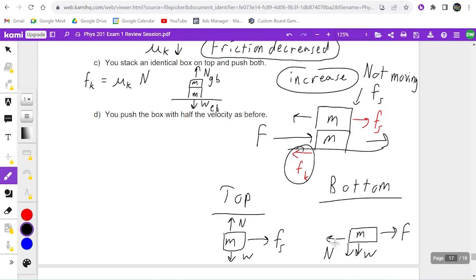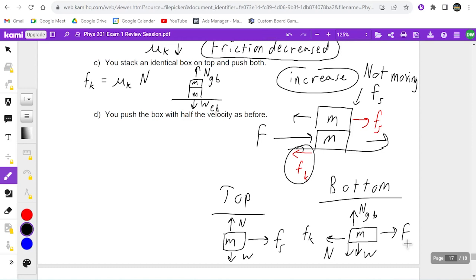We've got a kinetic friction pointing to the left. We've got a normal force pointing up, and this is the normal force from the ground to the box, I guess you'd call it box one. And there are two different normal forces, just to be clear. One normal force is from the ground, one normal force is from the box above it. They point in opposite directions.